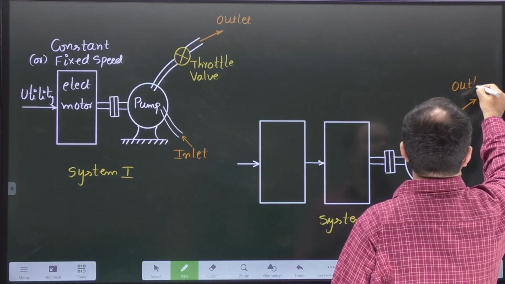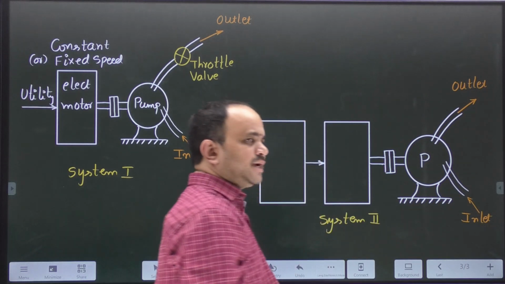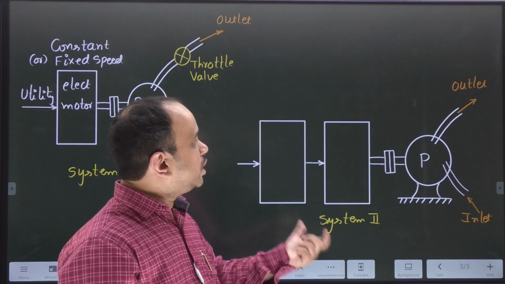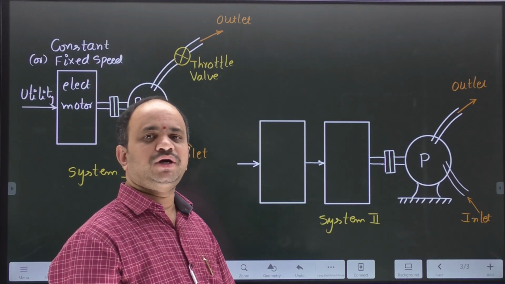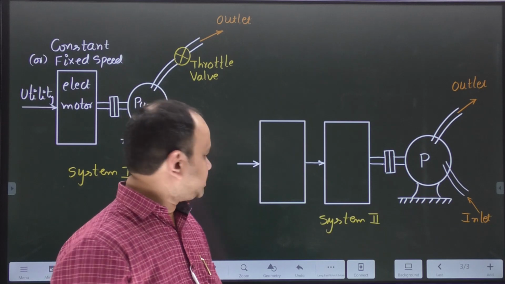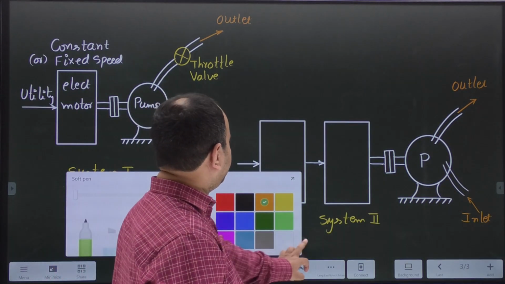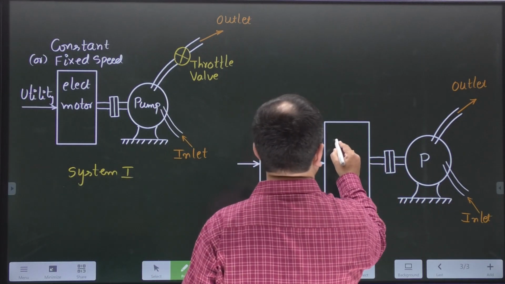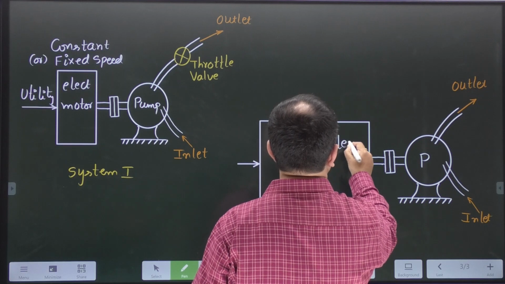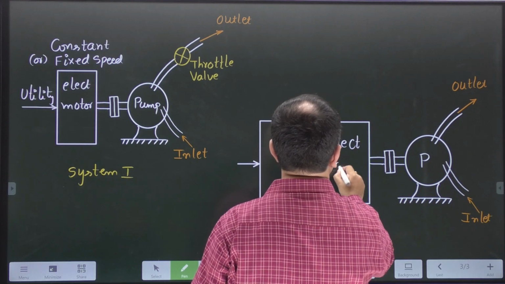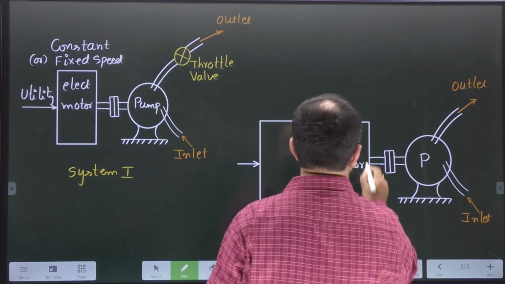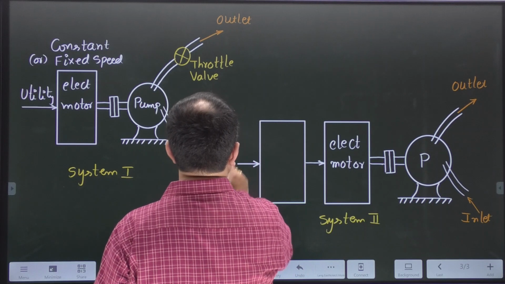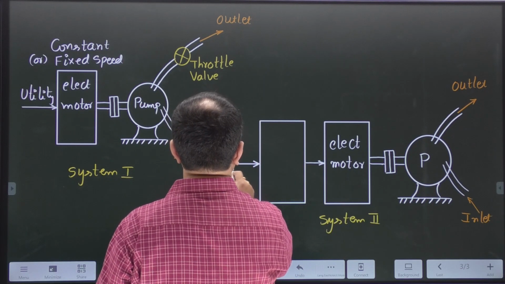Now, if you observe carefully, in the second system the throttle valve is removed. When the valve is removed, the question is, how can we control the flow of water at the outlet position? Now follow carefully here. The concept is, in this case also the pump is driven by an electric motor, where the electric motor is connected to the utility system.